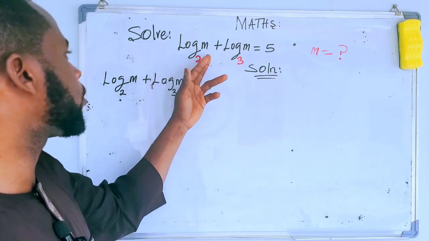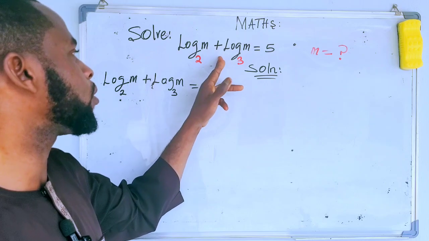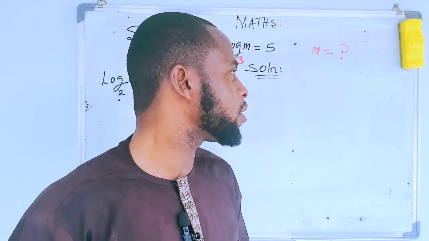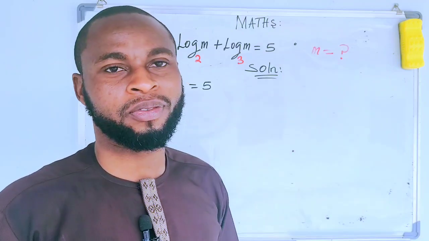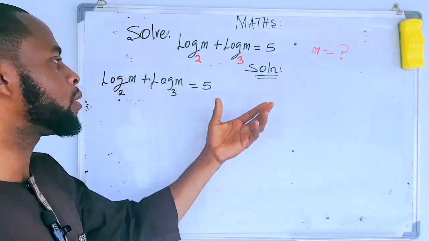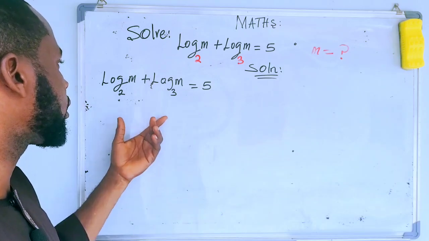We have to solve log m base 2 plus log m base 3 equals 5. Here we have to find the value of m that will satisfy this equation. Now I put down the solution here, and I've come down here with a question.